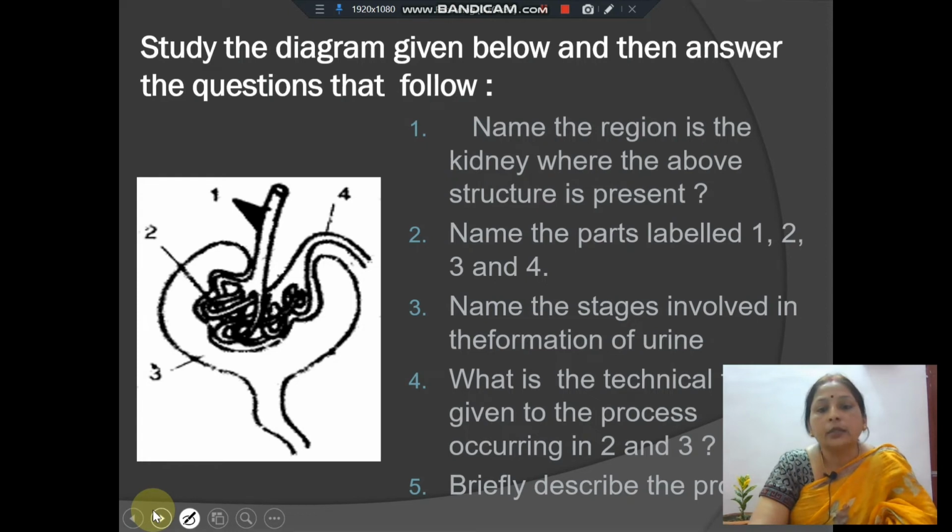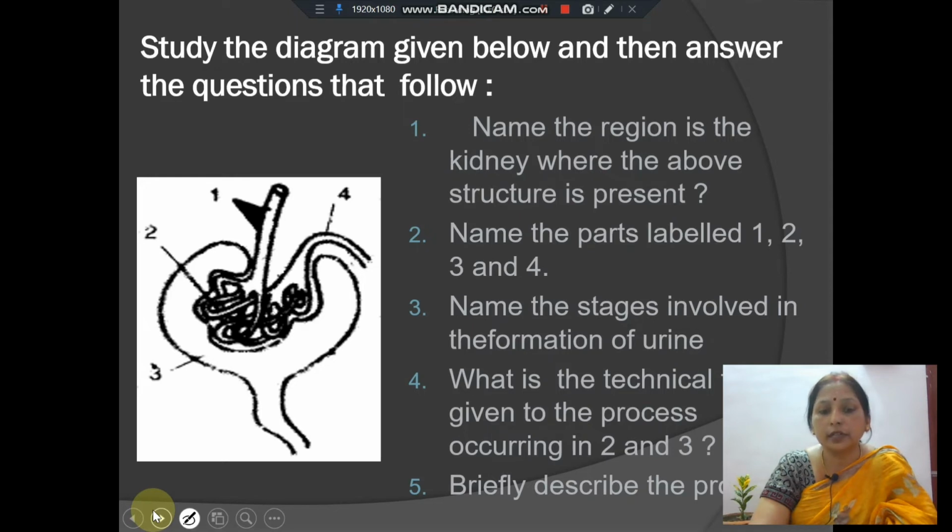Name the parts labeled 1, 2, 3 and 4. 1 is the afferent arteriole, 2 is the glomerulus, 3 is the Bowman's capsule, 4 is the efferent arteriole. Name the stages involved in formation of urine. First stage is ultrafiltration, which is in this structure only, that is through the Bowman's capsule.